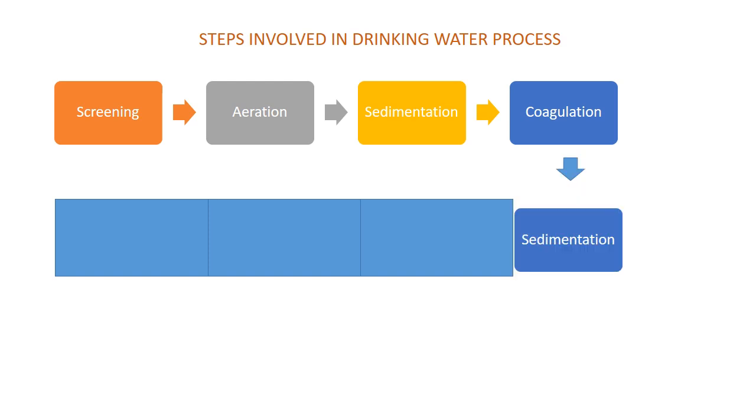After coagulation, the water is again kept for the sedimentation process. The fine colloidal particles become bigger particles and start settling down due to gravity. Once they have settled down, we go to the next step, which is called filtration. Since it is drinking water, we must be careful in treating it. So we are moving towards the filtration process, which involves many steps. We'll see that in detail. Before that, we'll complete the steps involved in the drinking water process.